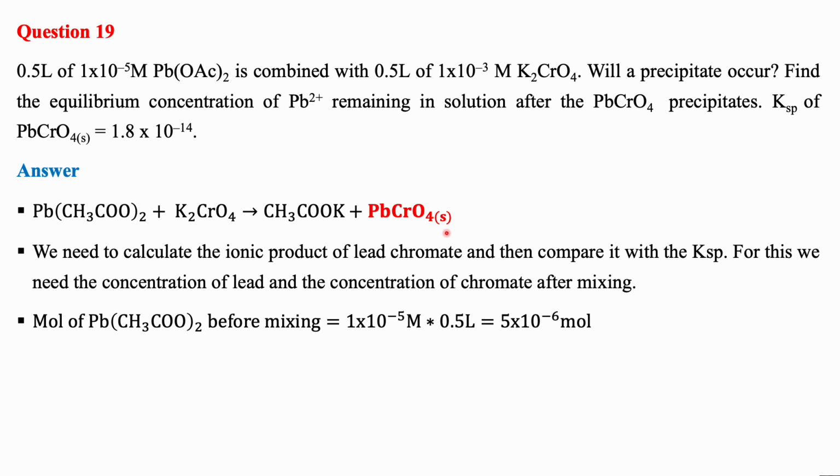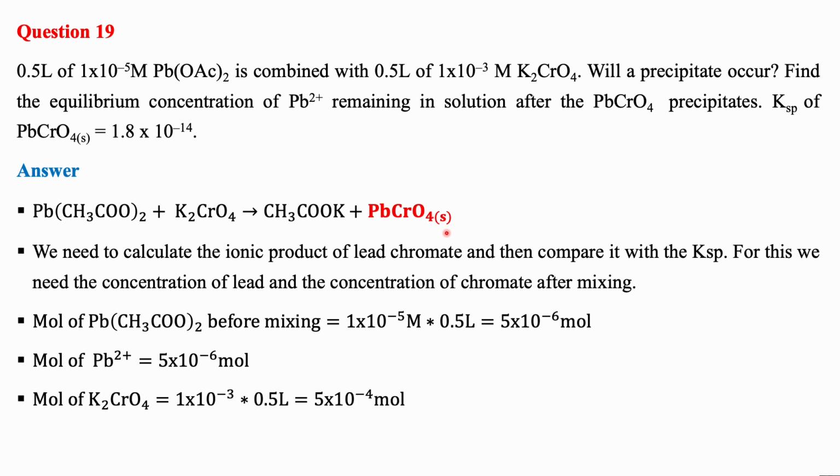So we have the moles of lead before mixing, then we determine the moles of chromate before mixing. Then we determine their concentration by dividing with the total volume. So here, how do we determine the moles of lead before mixing? That means take the volume times the concentration, 0.5 times the concentration. It's very simple. Then after getting the moles of chromate and the moles of lead before mixing, you can determine their concentration by dividing with the total volume.